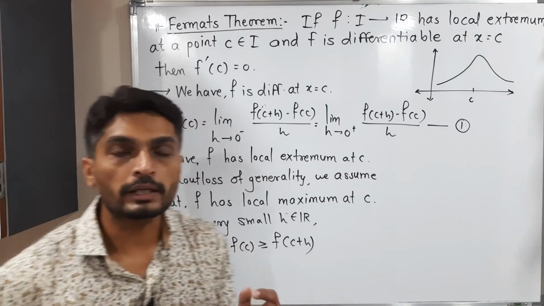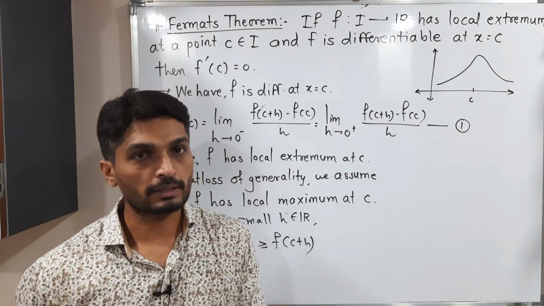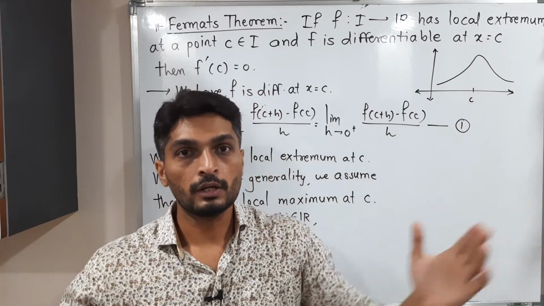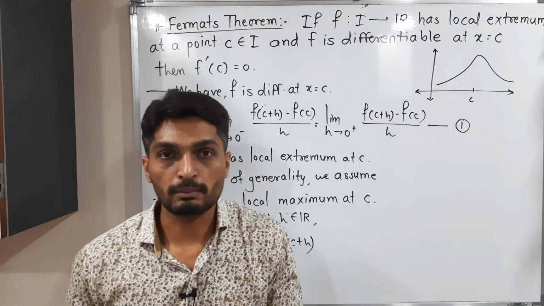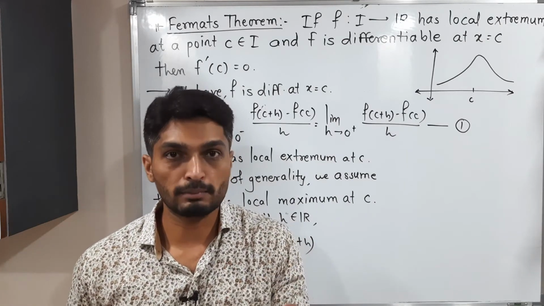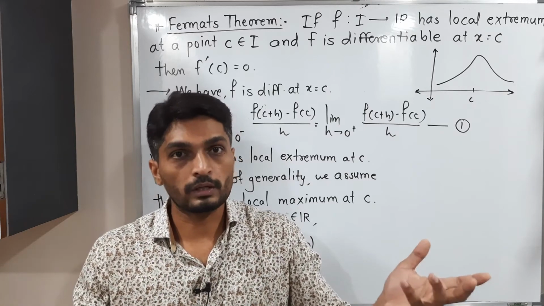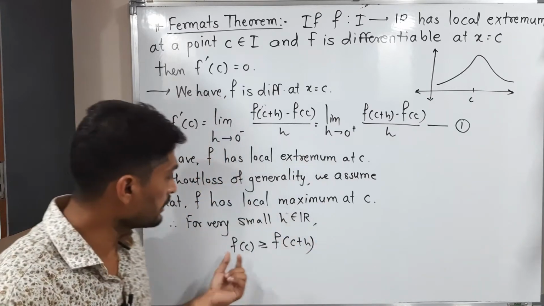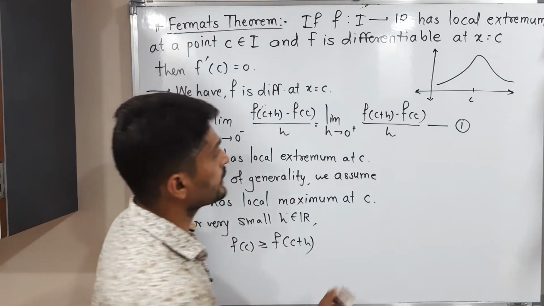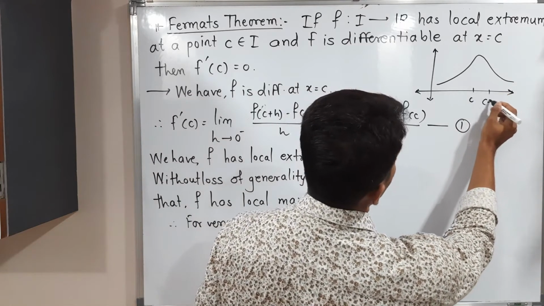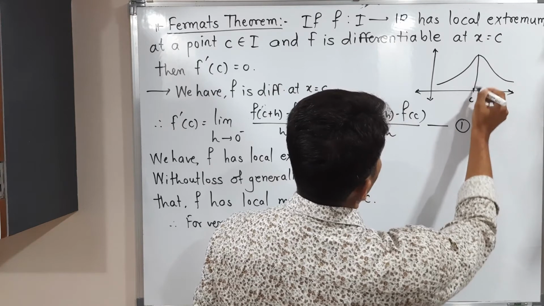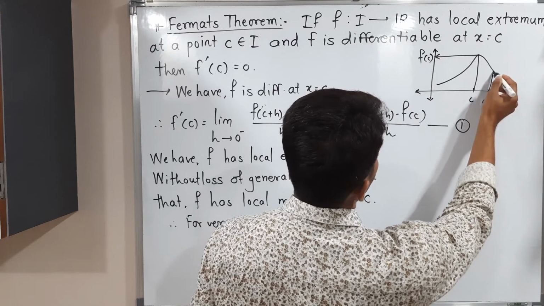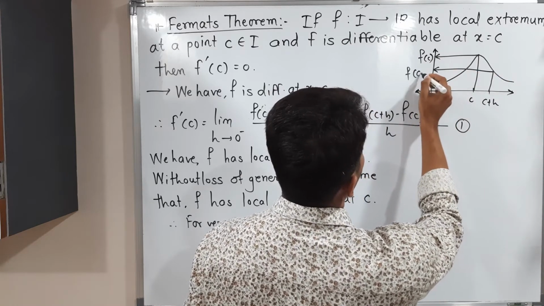We have written very small h since it is a local maximum. You cannot take a much larger h, otherwise you will go outside the region. The function has a local maximum, that means in a neighborhood of c, the function has a maximum at c. If you go outside the neighborhood, it will not be a local maximum. So that's why I have taken a very small h. See what is happening here: c is here, suppose c plus h is here. So f of c will be here, and the image f of c plus h will be here.